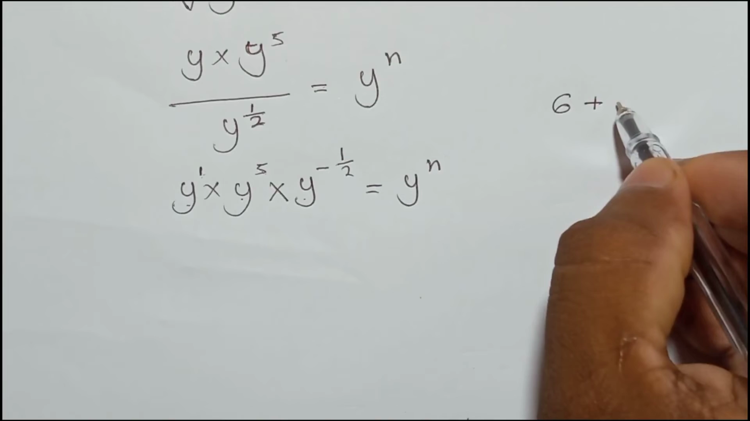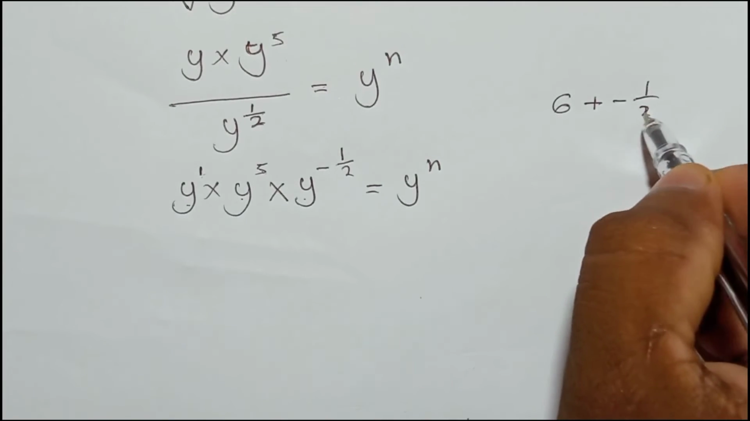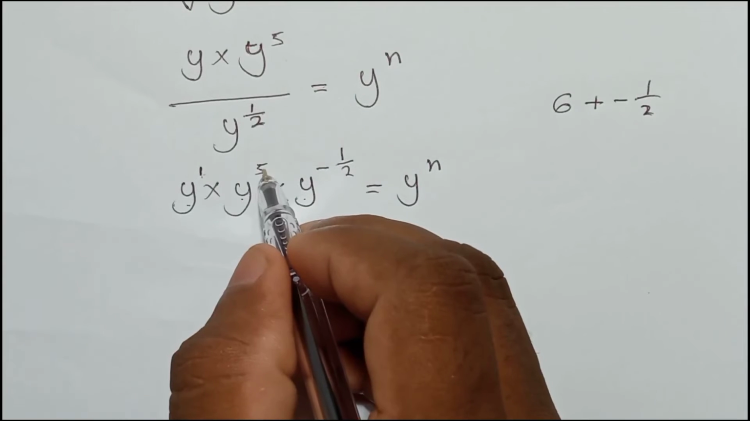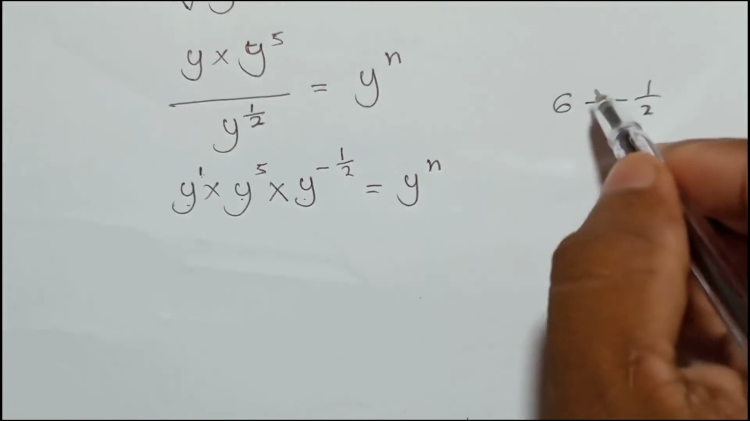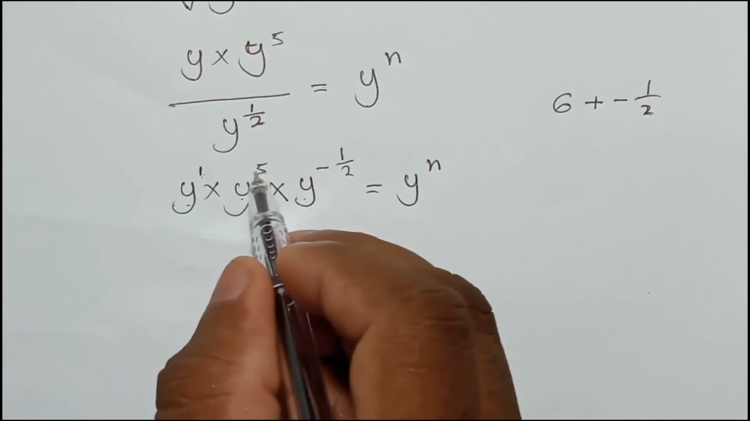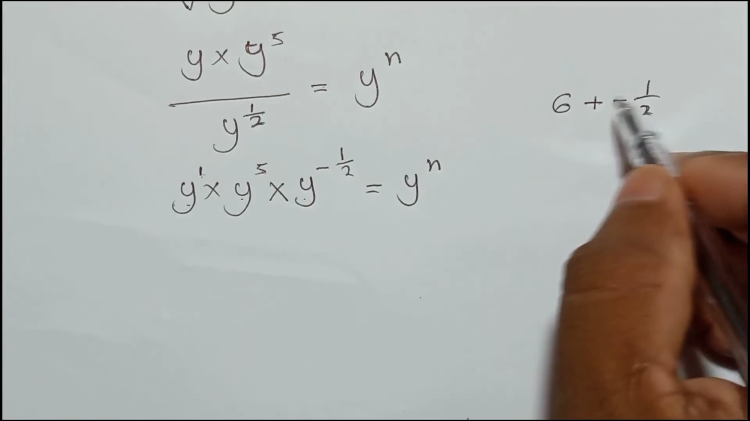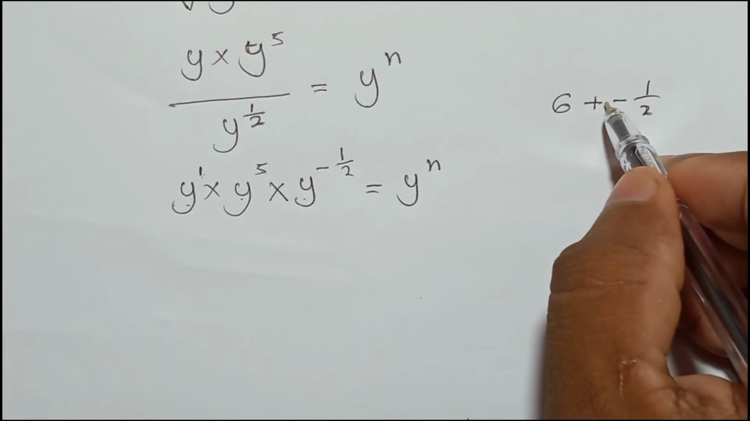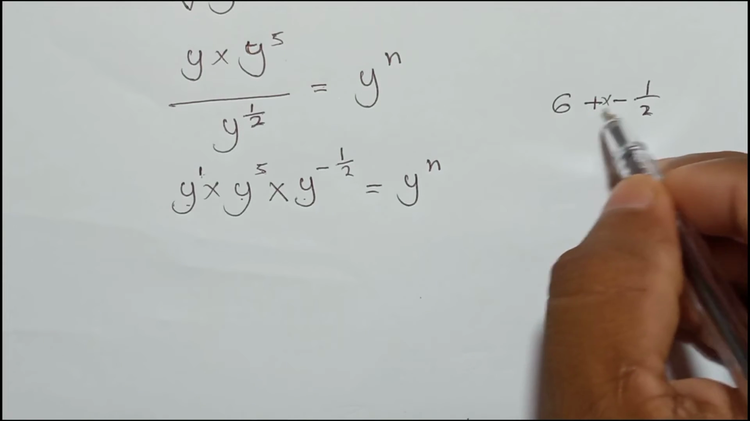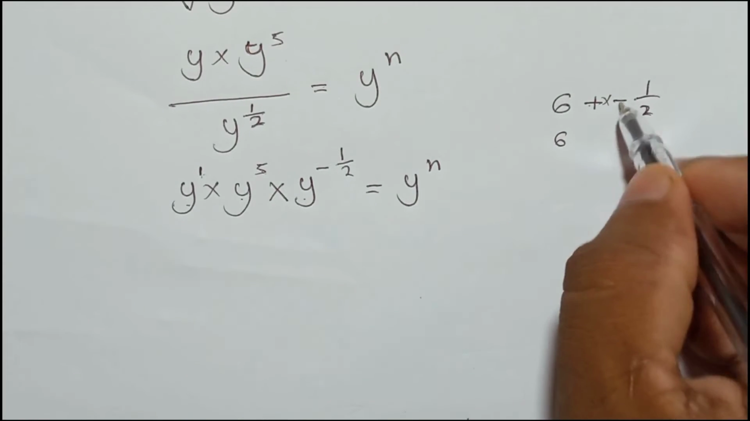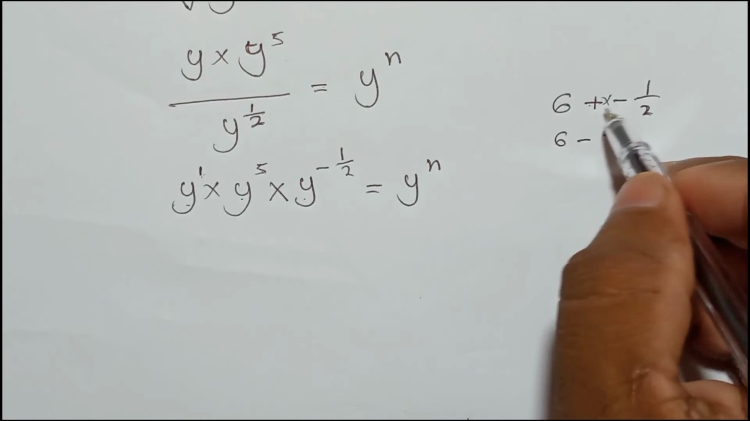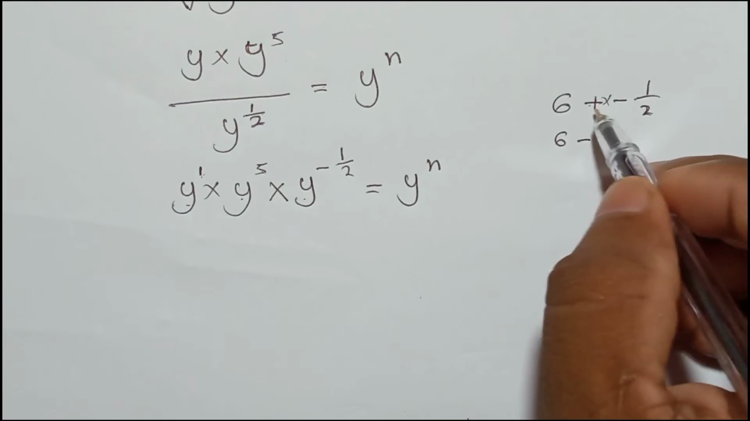6 plus negative half. I will write this here. What you need to do is add all these indices. 1 plus 5, 6, 6 plus negative half, like this way. Now when you write two signs together, you can always put a bracket, or you can think of it as a multiplication and make it into one sign. So here it will be plus into minus. If you multiply different signs, you always get negative, right?